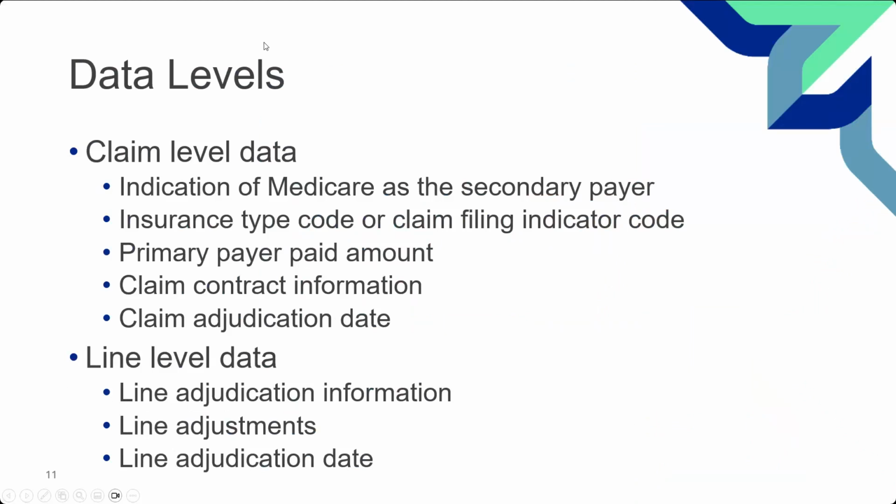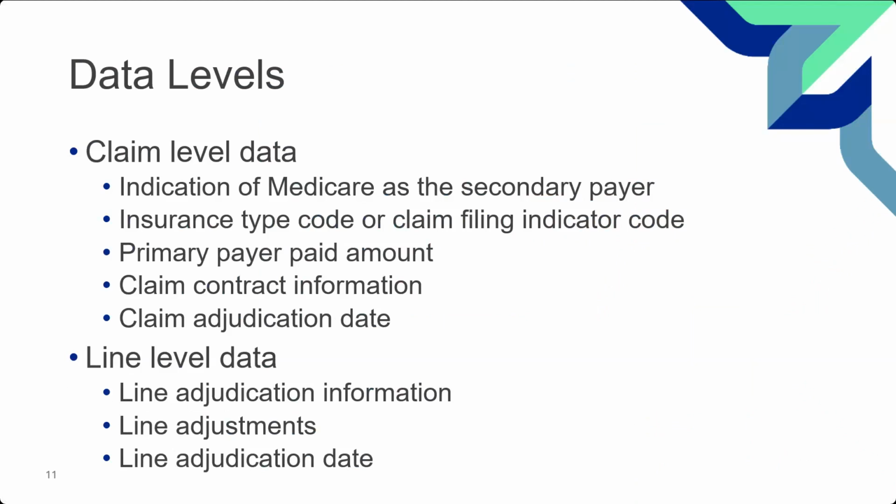One, there is claim level data. And this just indicates Medicare is the secondary. It gives you the type code or the claim filing indication code, the primary payer amount, the claim contract information, and the claim adjudication date.